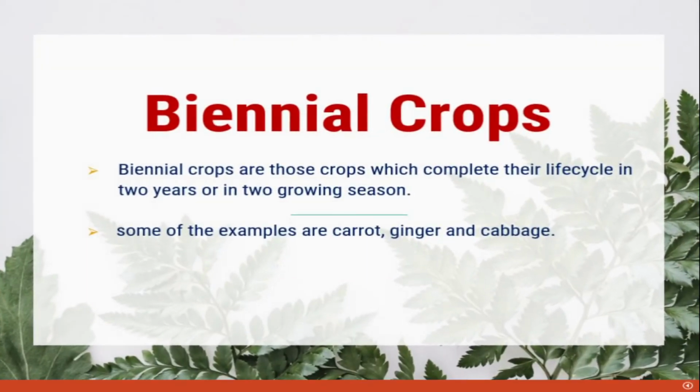Next, biennial crops. What is meant by biennial crops? Biennial crops are those crops which complete their life cycle in 2 years or in two growing seasons. So it takes about 2 years. First year for growing. During the first year, it produces roots, stems, leaves, and then begins the second year. When the second year starts, it starts to produce fruits, flowers, seeds. So first year it's growing, and second year it starts to give its products, and in the second year we can harvest. Examples: carrot, ginger, and cabbage.